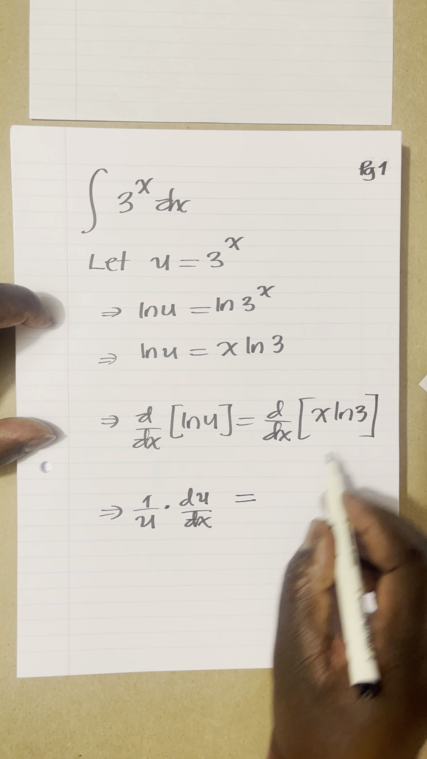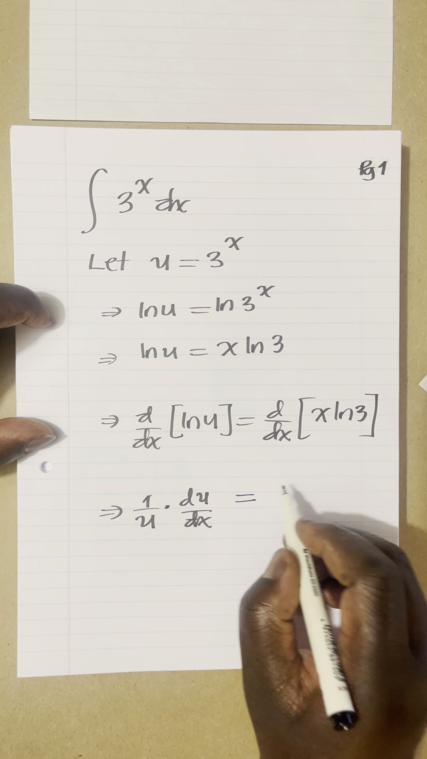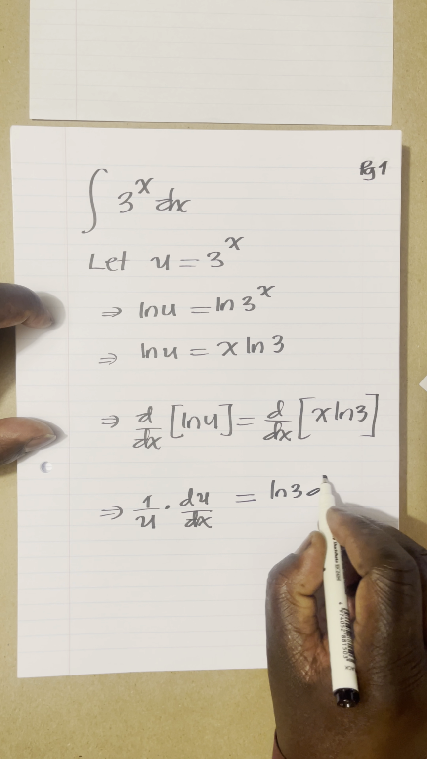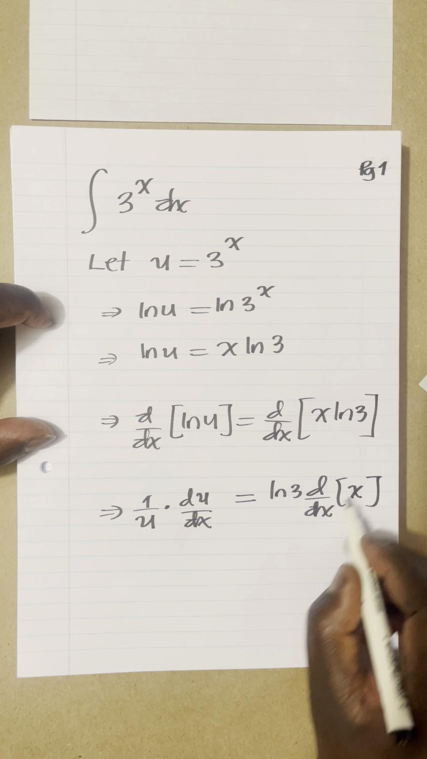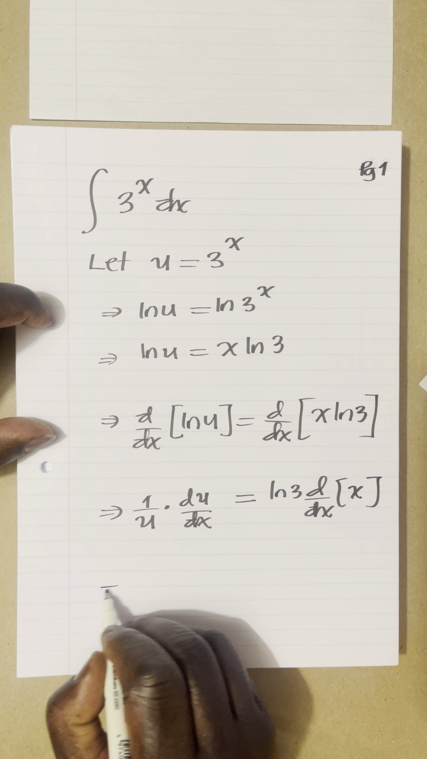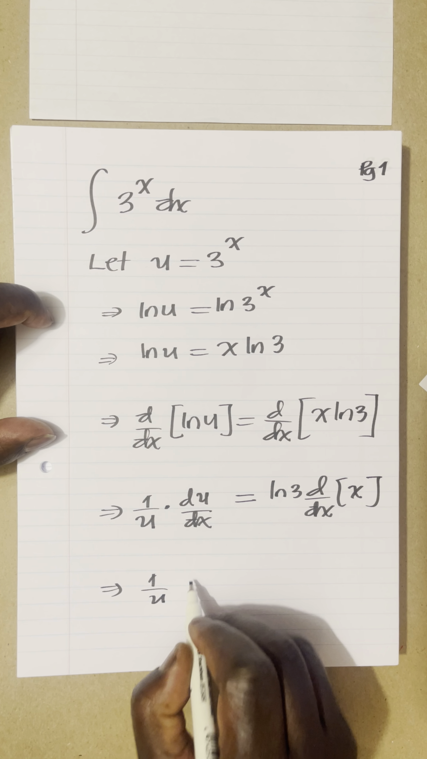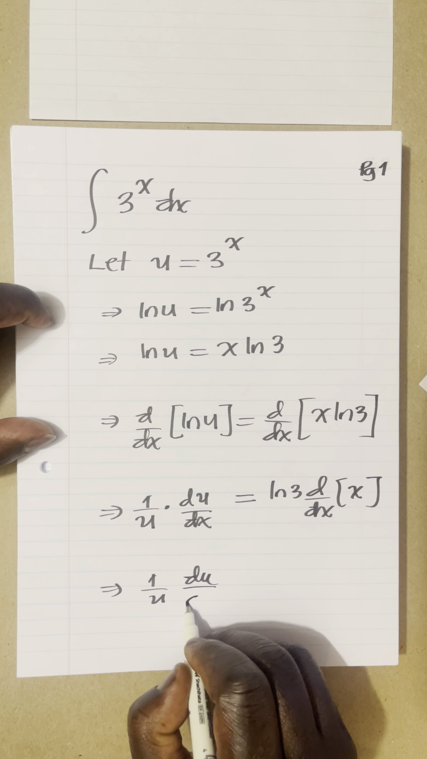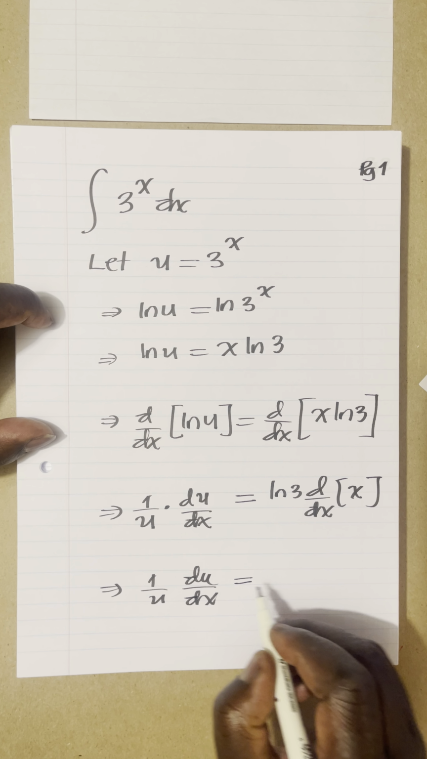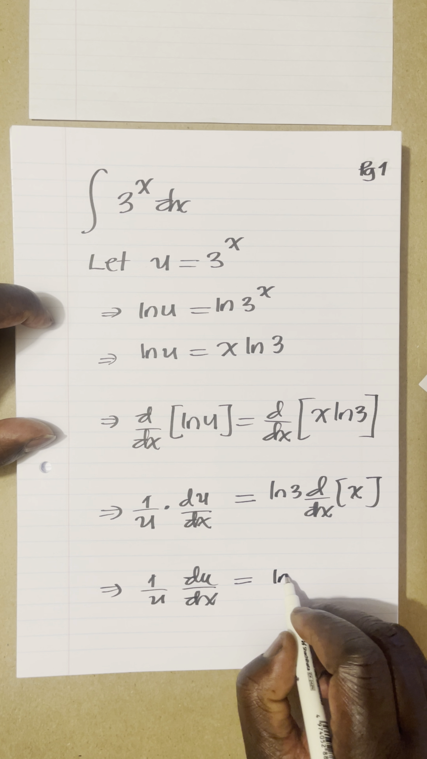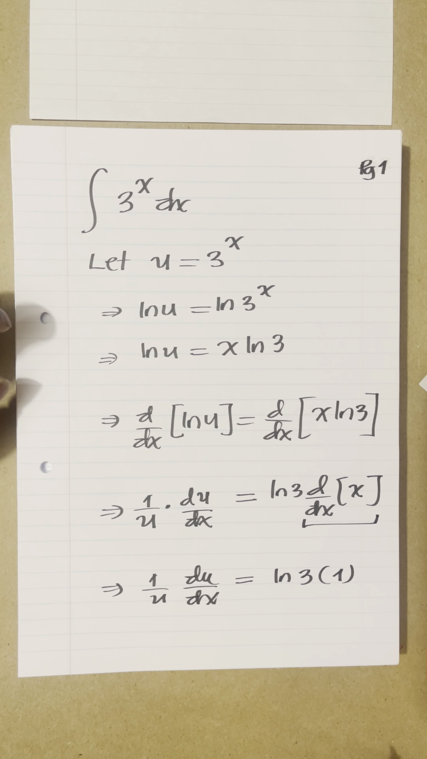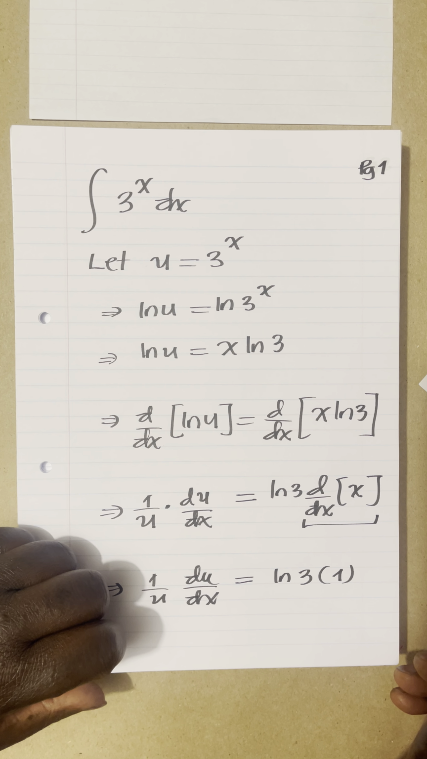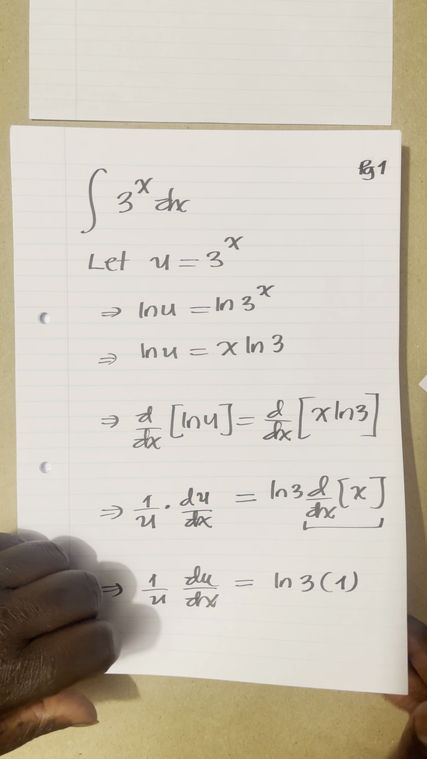And then on the right-hand side, natural log of 3 is a constant. Take it out. So we have natural log of 3 times derivative with respect to x of x. And now you agree with me that that's just 1. So what we have now is 1 over u du dx. This is exactly equal to natural log of 3 times 1, because that's 1. That part is 1. Right, now I'll have to multiply by firstly dx on both sides, taking us to the next page here.